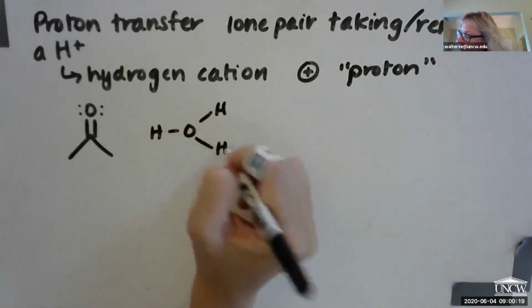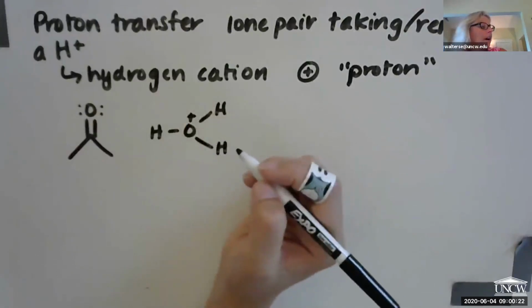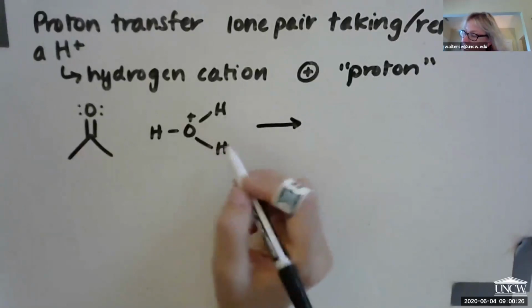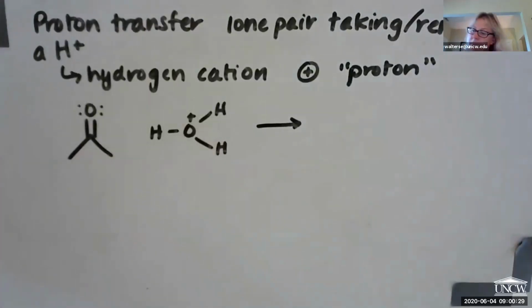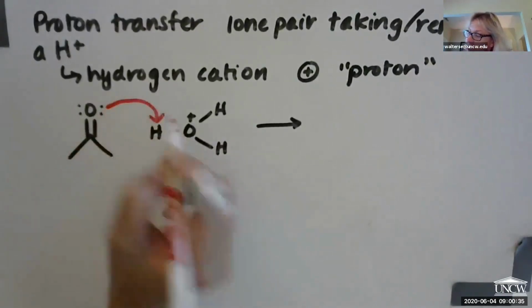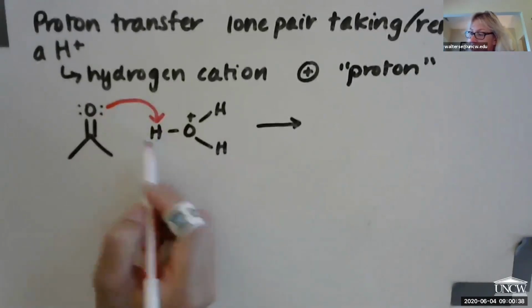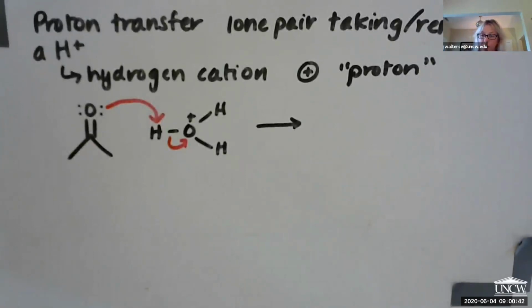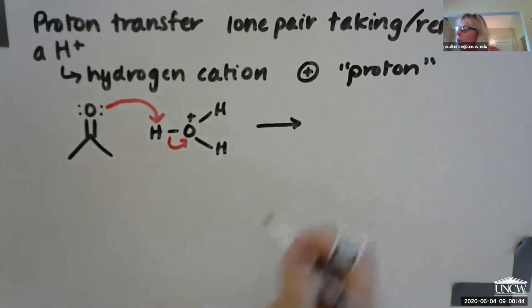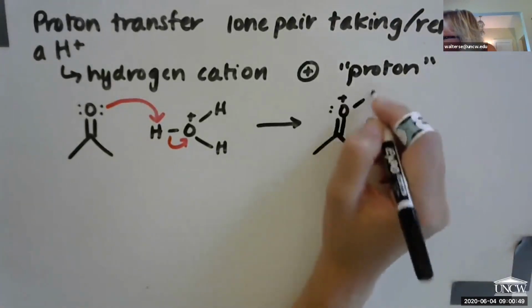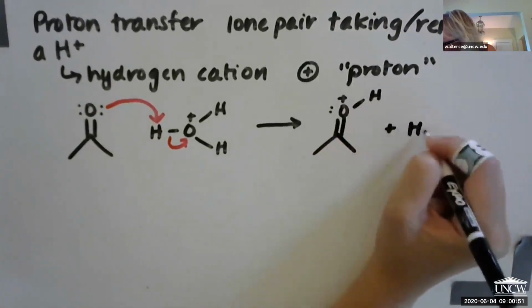But if you have acetone in the presence of the hydronium cation, which is an acid component, then what will happen is the lone pair of electrons on the oxygen will take the hydrogen cation. In order for it to just take the proton, both of these electrons have to go onto the water, which will make a protonated ketone, and then in this case, just water.